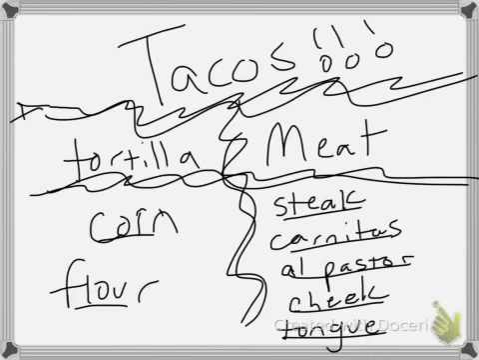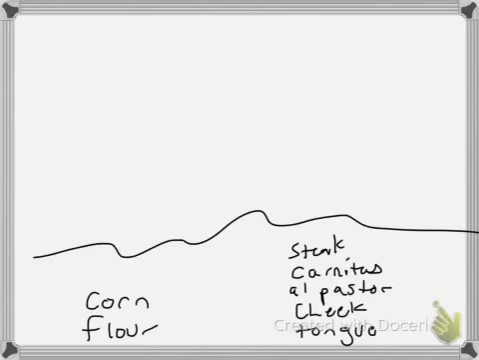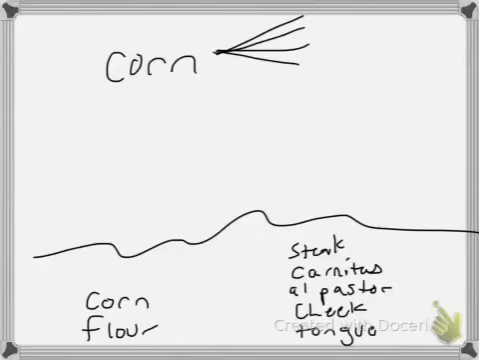What we're going to do is figure out how many different options I have. So I'm just going to move them down here so it's easier for me to do the next thing. Let's think about the different options, and here's how you're going to set them up. First thing I can do is get a corn tortilla. Every time I get a corn tortilla, I can get one of 5 different options, right? I can get a corn tortilla with steak, carnitas, al pastor, cheek, or tongue.